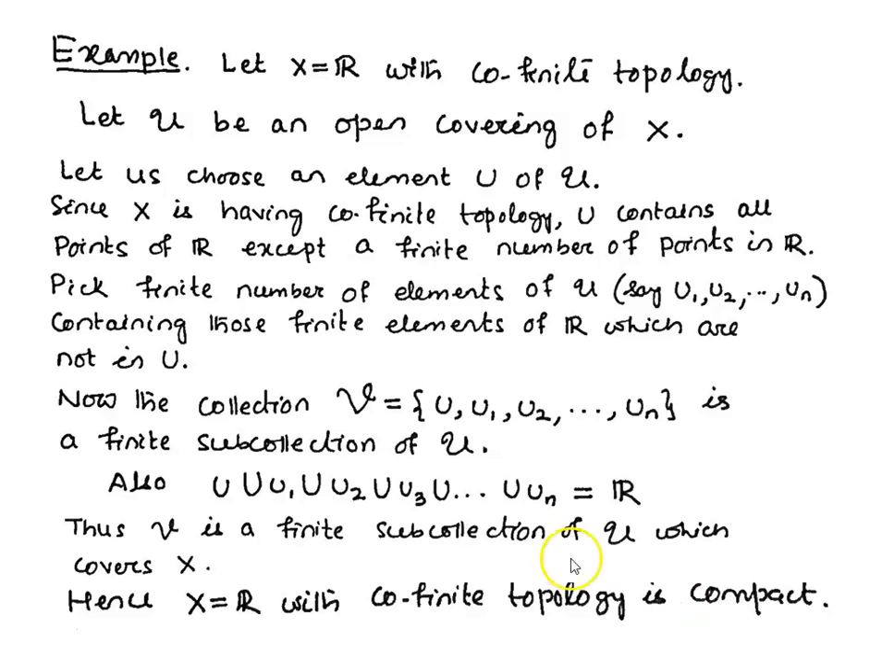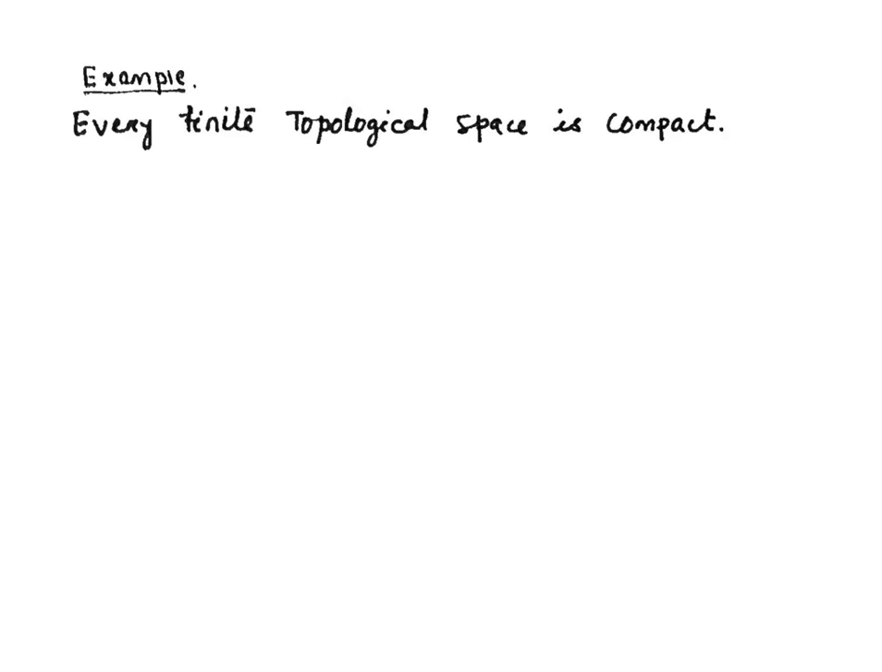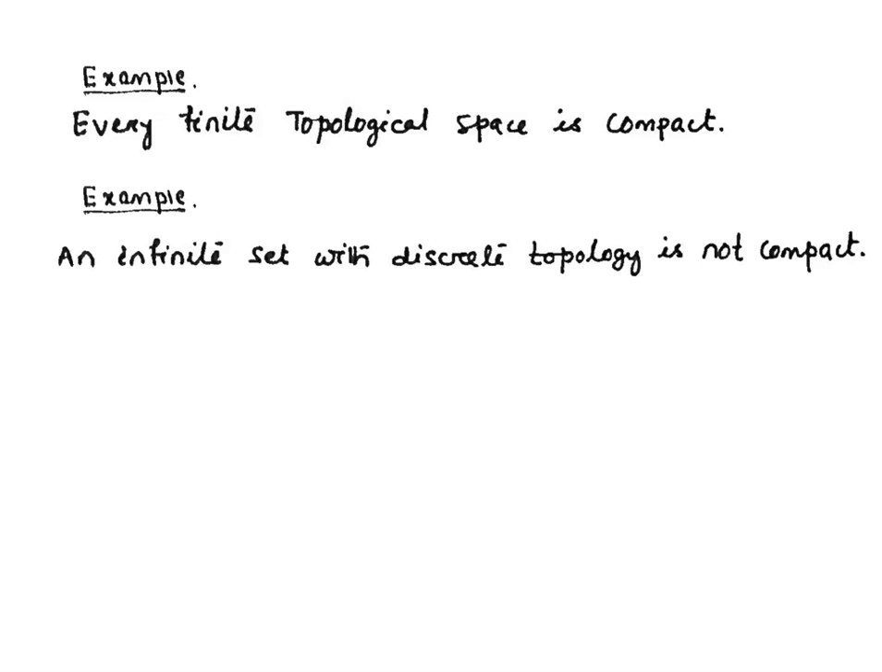Here we have taken an arbitrary open covering U of X, and we got that there exists a finite subcollection V of U which covers R. So R is compact under co-finite topology. Now we have some examples. Every finite topological space is compact because the space itself is finite. So every open covering obviously has a finite subcollection which covers the space.